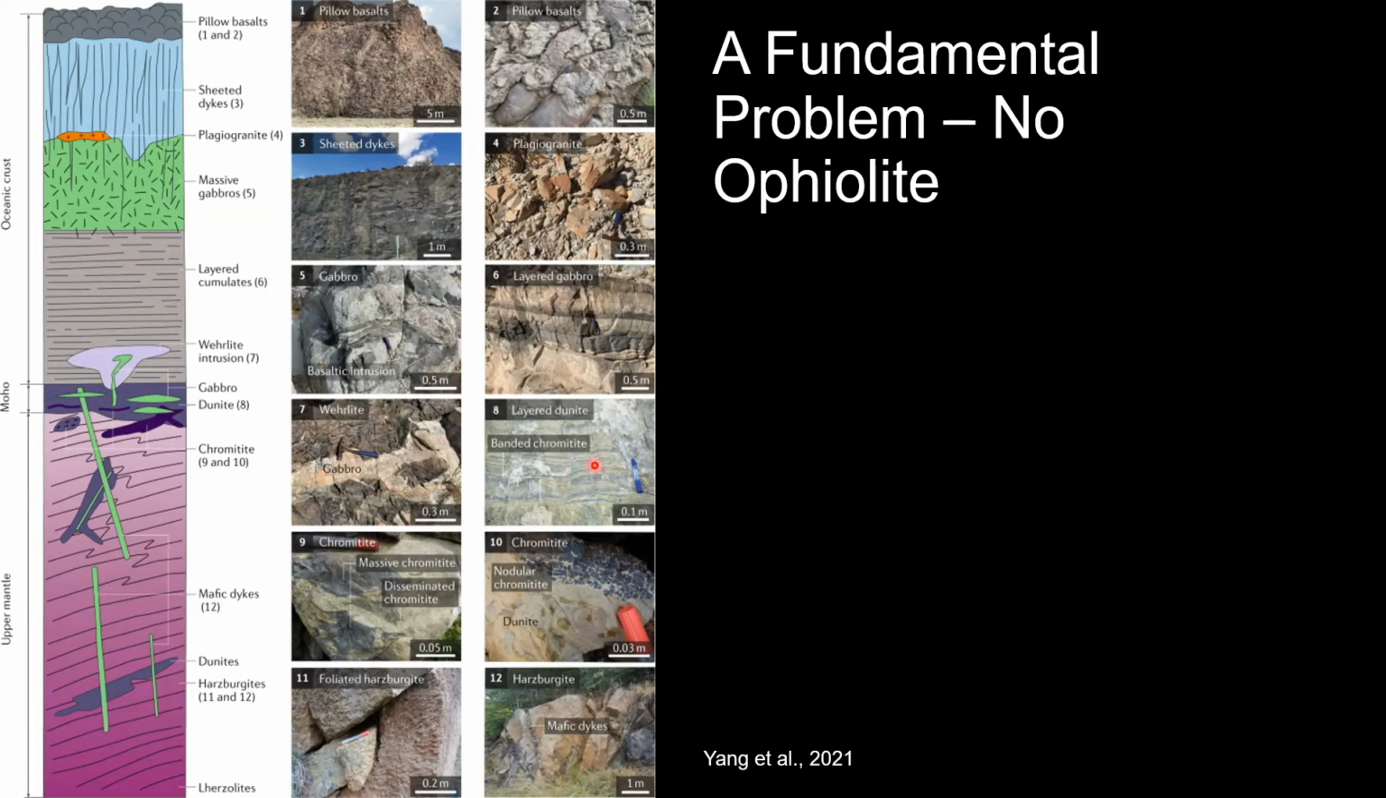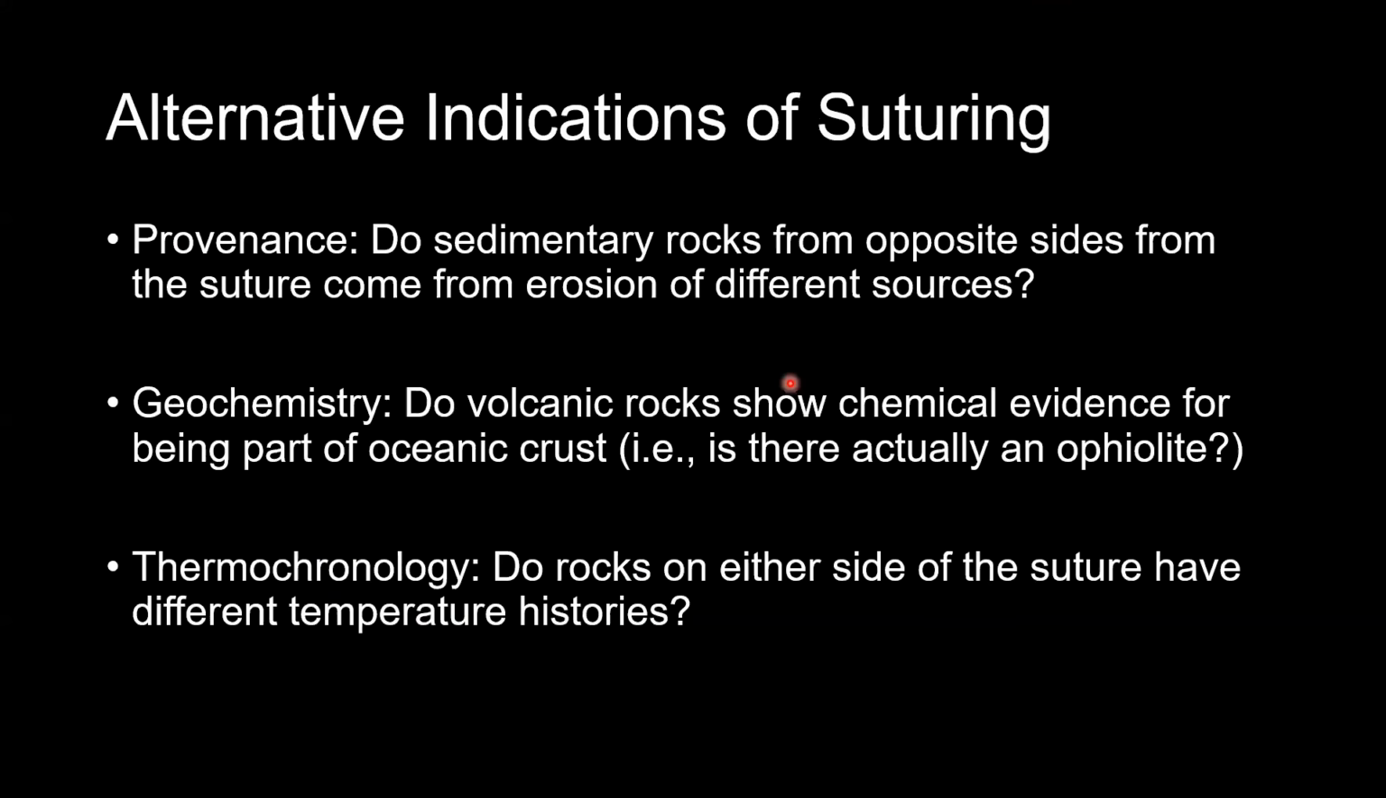And so we have to look for some other indicators here. We take a three-pronged approach to finding other indications of suturing in the Caucasus region. The first of those is what we call sedimentary provenance. This is basically looking at sedimentary rocks that were deposited in the back arc basin on opposite sides of the basin, and asking, do we have some kind of indication that the source material, the sediment that formed them, came from different sources?